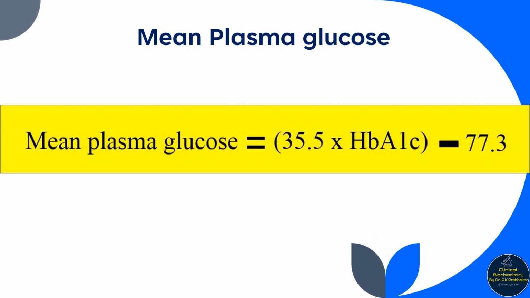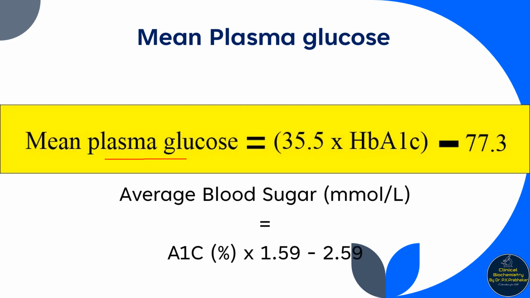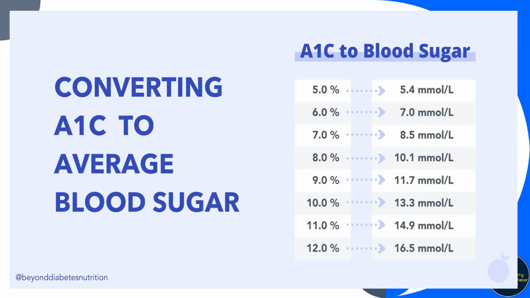How can we convert plasma glucose into HbA1c or HbA1c to glucose? This is the formula: mean plasma glucose is equal to 35.5 multiplied by HbA1c minus 77.3, or average blood sugar in millimole. This is for the case of mg per dl. When it is in millimole, we can use this formula. So these are both the formulas, one for mg per dl and one for millimole. So this is the equivalent of HbA1c to millimole, or similarly it can be converted into milligram per dl also.